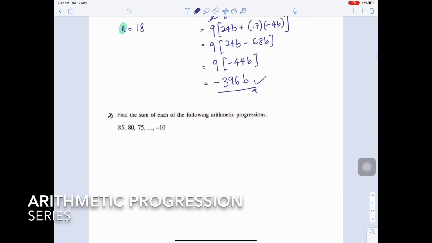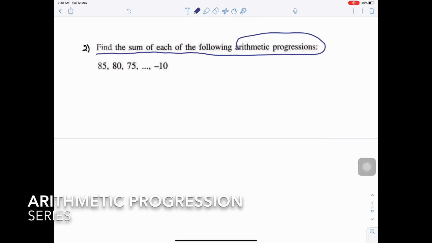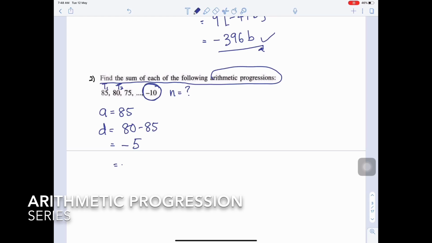Question 2. Find the sum of each of the following arithmetic progressions. From the information given, we know that there is no n. So a equals 85, and d equals 80 minus 85. T2 is 80 and t1 is 85, so we get negative 5. So what is the value of negative 10? Negative 10 is the last term, tn or l.